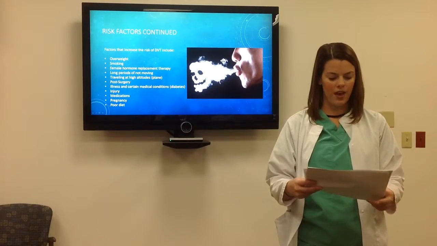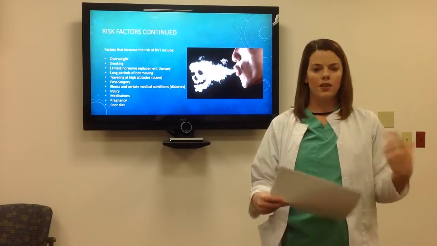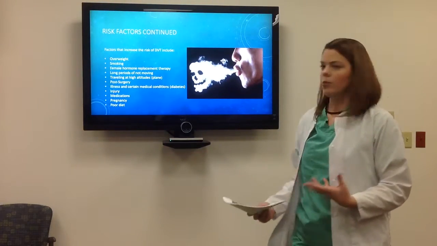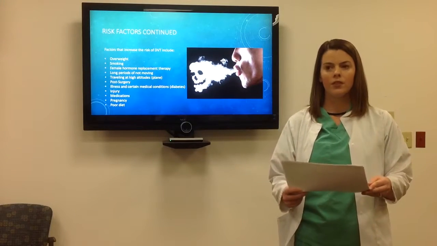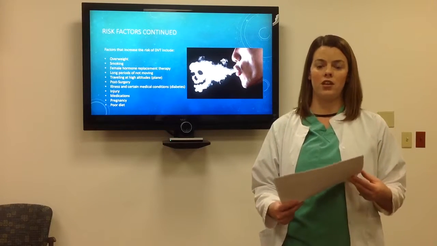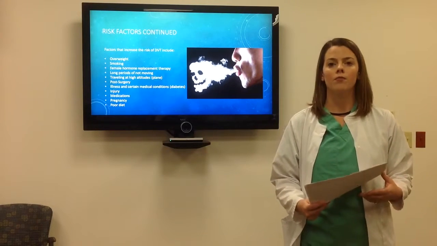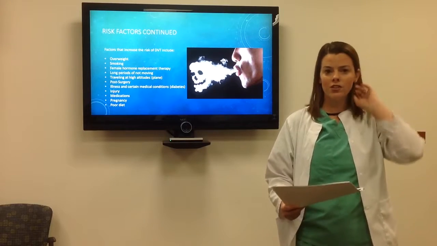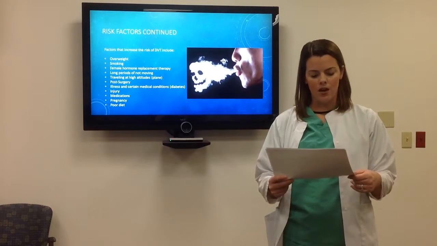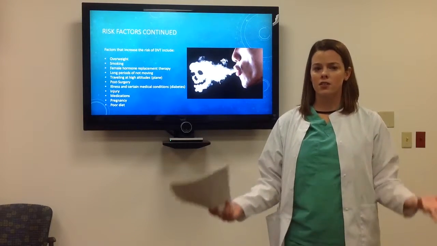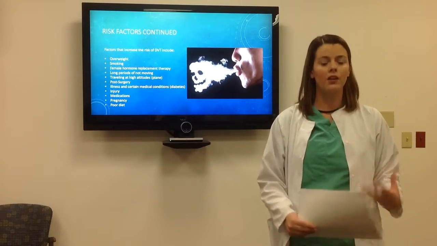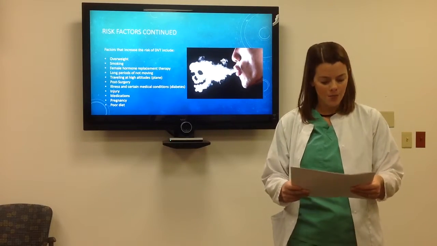So risk factors for DVT include things that we constantly educate our patients about, like obesity, being overweight, smoking, and recently we've discovered that female hormone replacement is actually a huge cause of venous thrombus formation due to the extra hormones in the body. Long periods of not moving is a huge issue, especially with ICU patients who are kind of sedentary in bed, and we have that happen a lot around here.